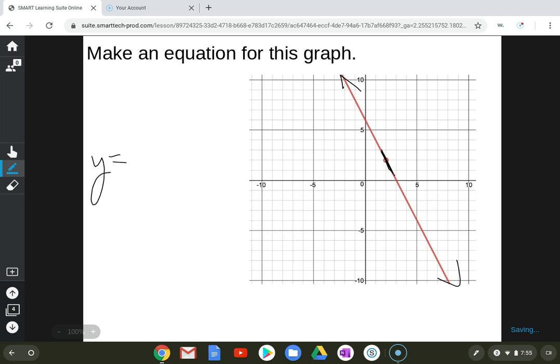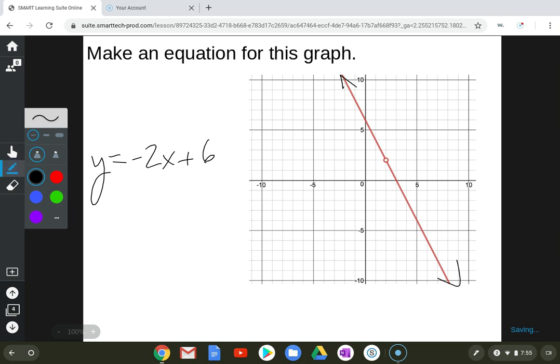Well, let's see. The slope of this line is, if we go from a point to another point, looks like we're going down 2 over 1. So our slope is -2. And then our y-intercept would be 6, right? So easy peasy equation of a line. However, we do have to account for the hole.